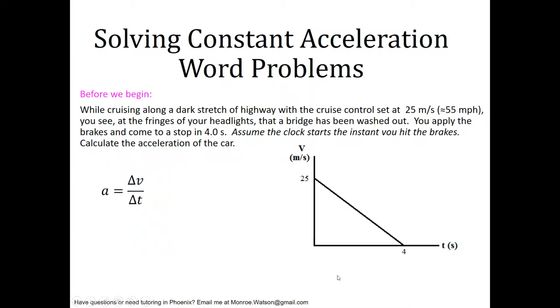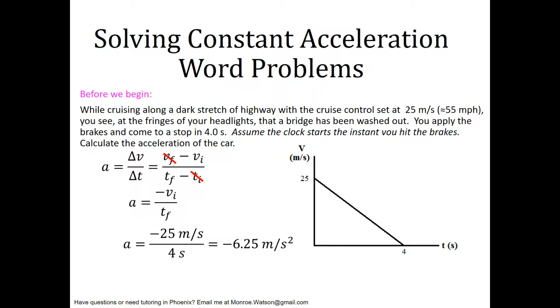Now let's compare this to the second method, all right? And that is just simply memorizing the equation. So we've got our acceleration is equal to delta v over delta t, and moving that out, we've got v final minus v initial over t final minus t initial. And my final velocity, because I'm at rest, is going to go to 0. And my initial time is going to be 0 because I'm starting the clock as soon as I start braking. From there, I've got my acceleration is equal to the negative of my initial velocity divided by the final time. Plugging in my numbers, chugging out the answer, I get the same exact answer of negative 6.25 meters per second squared.